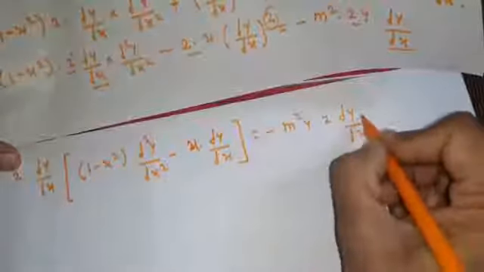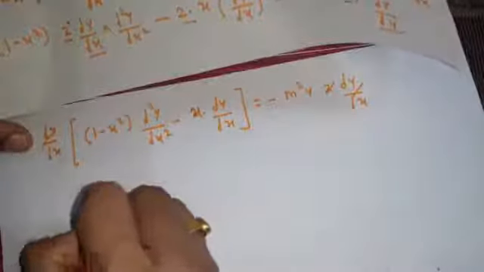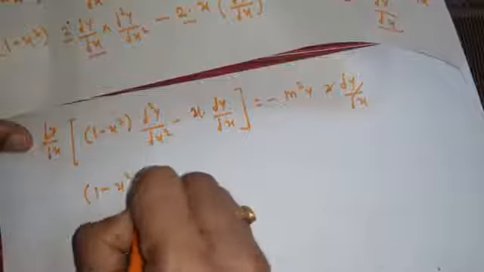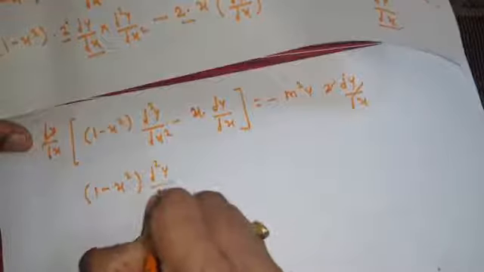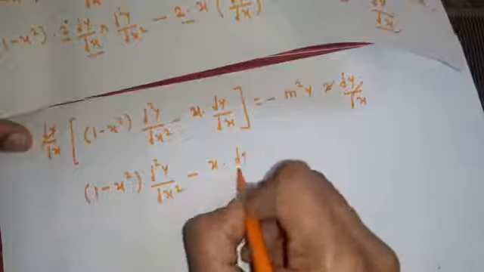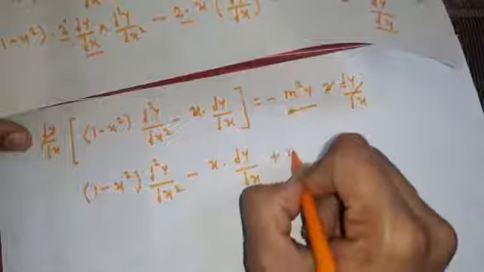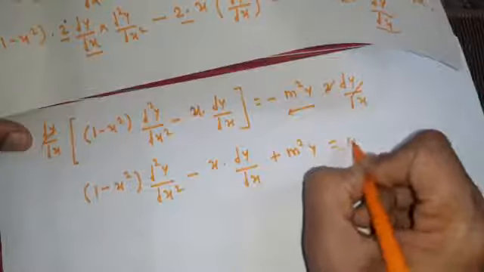Terms on both sides get cancelled, 2 into dy by dx. And now we have 1 minus x square d2y by dx square minus x into dy by dx. Shift the term to that side, we will get m square y equal to 0, and that we have to prove. In this way we have proved the problem.